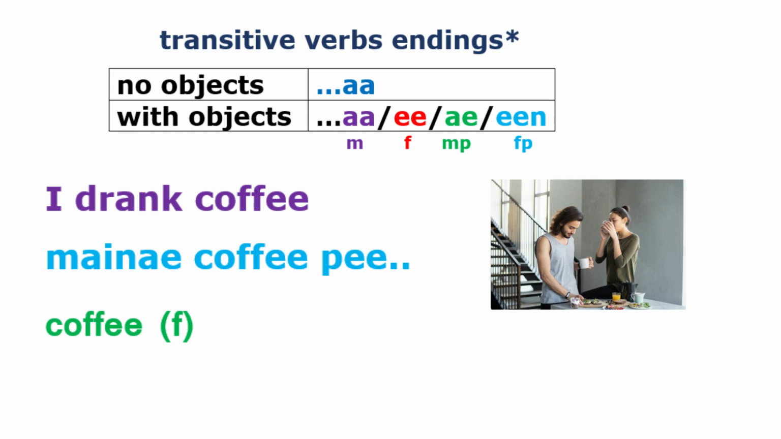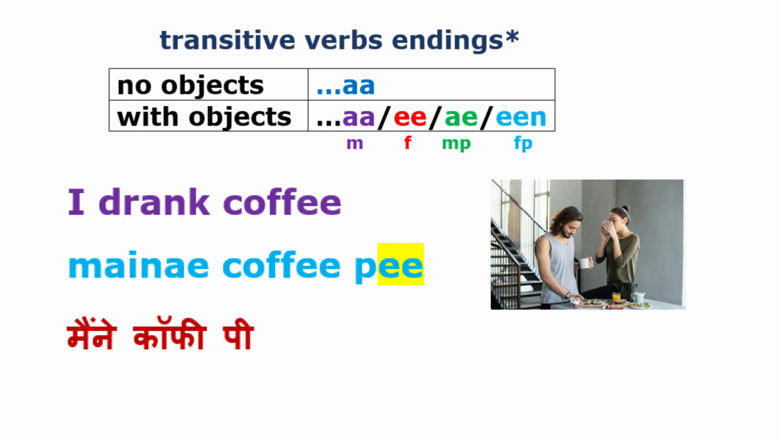So the next sentence is, I drank coffee. Maine coffee pee. What can it be? Coffee. We are using the English word coffee, but still it is feminine. I drank coffee. So here we are. I drank coffee.